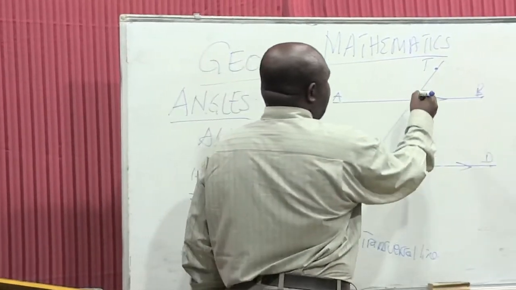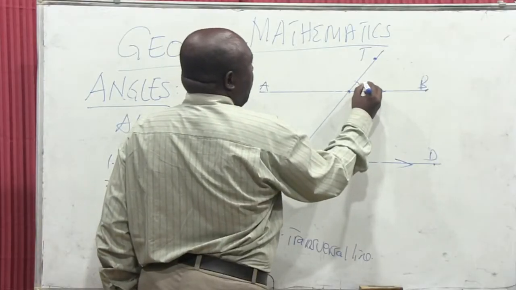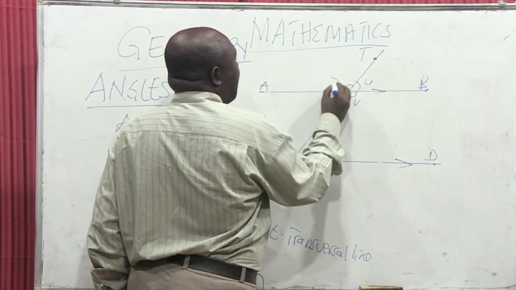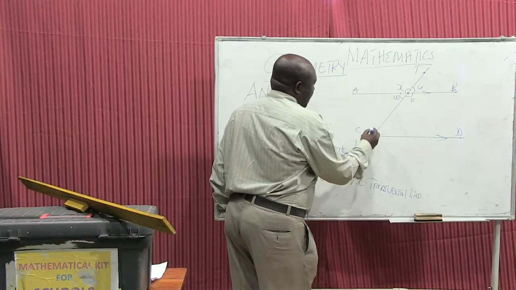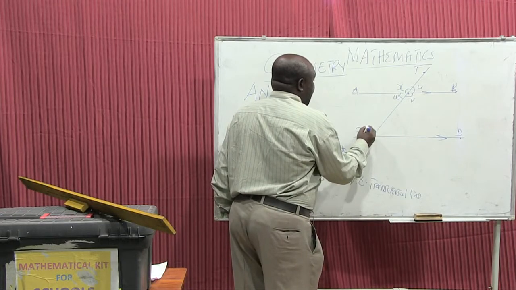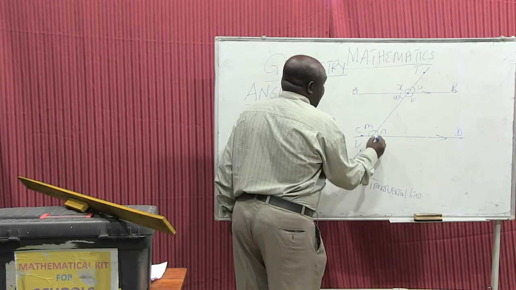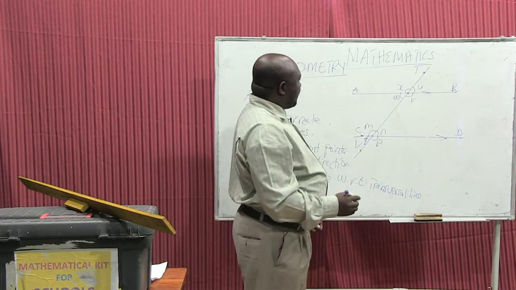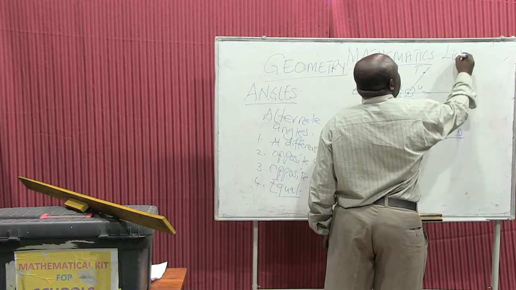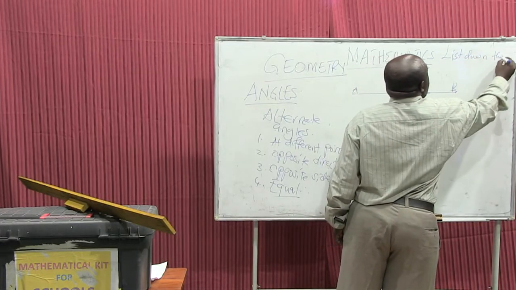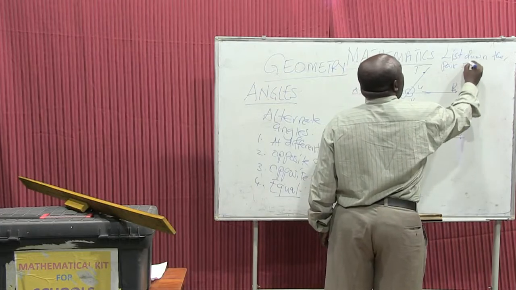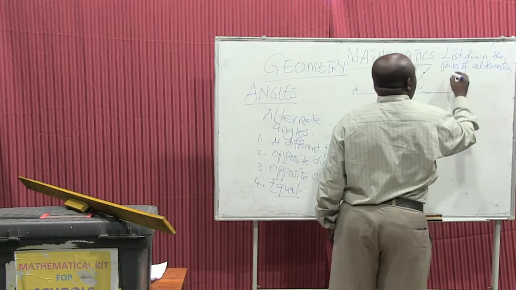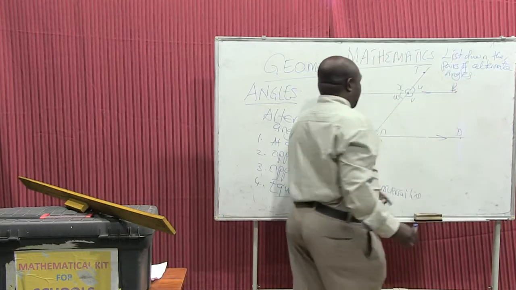For example, call these angles U, V, W, X. Here, say this is angle M, N, angle P, angle Q. Now list down the pairs of alternate angles from that particular figure.